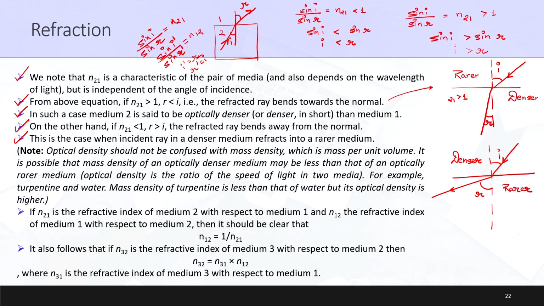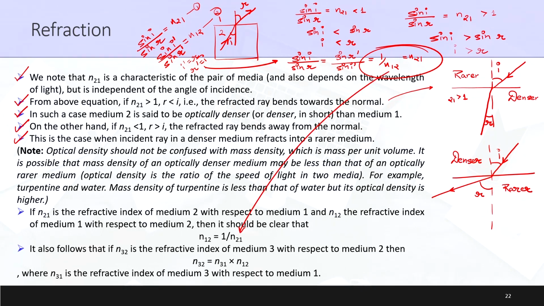Therefore, we can equate both these equations to get sin i by sin r is equal to sin r dash upon sin i dash. Let us suppose this to be equation number 1 and this to be equation number 2. You will get this as equal to 1 by n12, and sin i by sin r is equal to n21. Hence, you get n12 is equal to 1 by n21, or n21 is equal to 1 by n12. Okay, so this has been explained clearly. Let us move on.